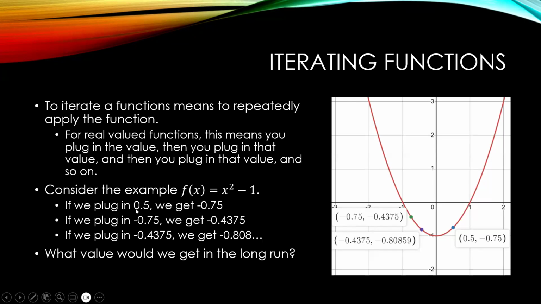If we plug in 0.5, we get negative 0.75. If we plug in negative 0.75, we get negative 0.4375. If we plug that in, we get negative 0.808. We could plug that in and then plug the next thing in and just keep plugging it in over and over and over again. That's what it means to iterate a function. And so in this case, what happens in the long run? Here's the first couple values, the first couple iterations.